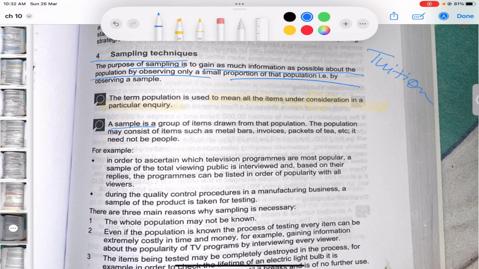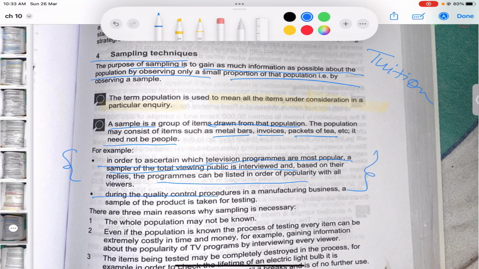A sample is a group of items drawn from the population. The population may consist of items such as metal bars, invoices, packets of tea. It need not be people. Just as we saw people, it can be non-living items as well. In order to ascertain which television programs are most popular, a sample of the total viewing public is interviewed, and based on their replies, the programs can be listed. I cannot go and talk to every person in this world who is watching TV, I can only talk to a couple of them. That is what they are trying to explain here.